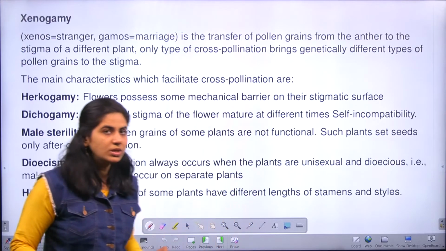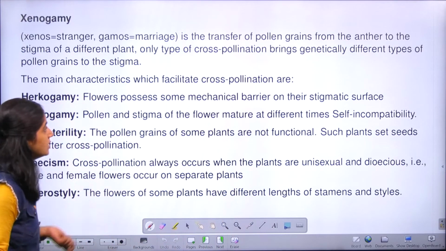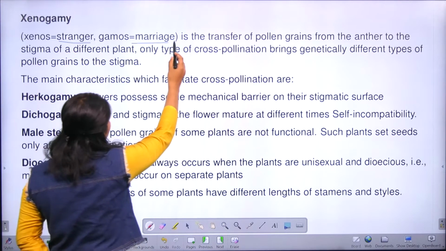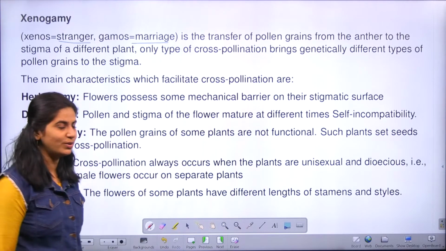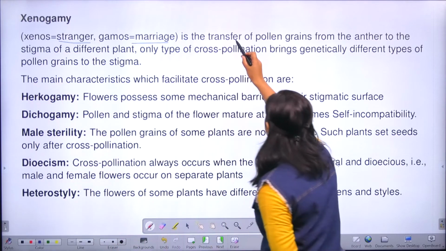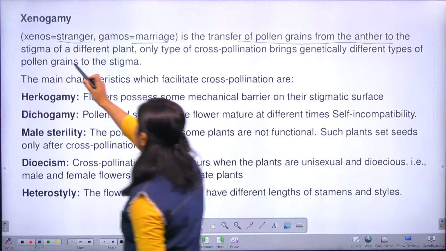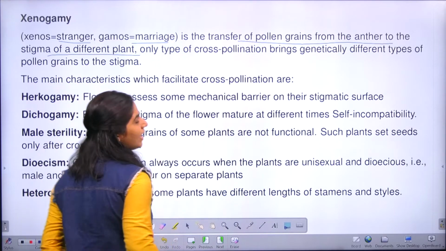The next option was Xenogamy. So what's Xenogamy? Xeno means stranger. Gamus means marriage. So what is it all about? It is the transfer of pollen grains from anther to the stigma of different plants.